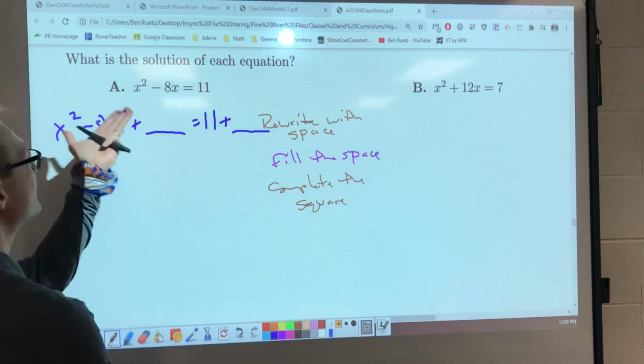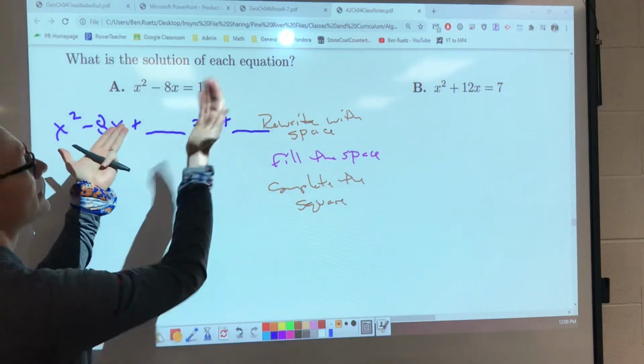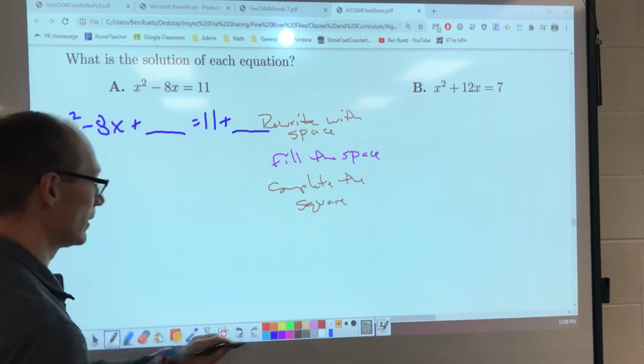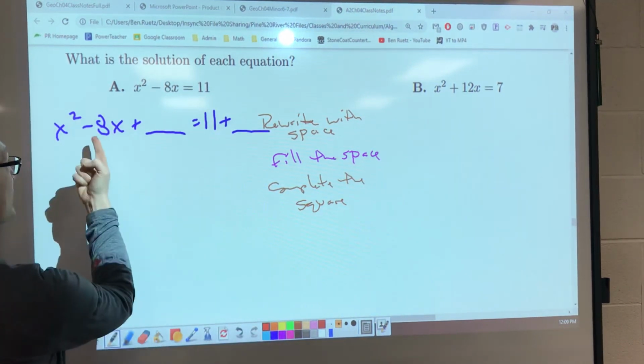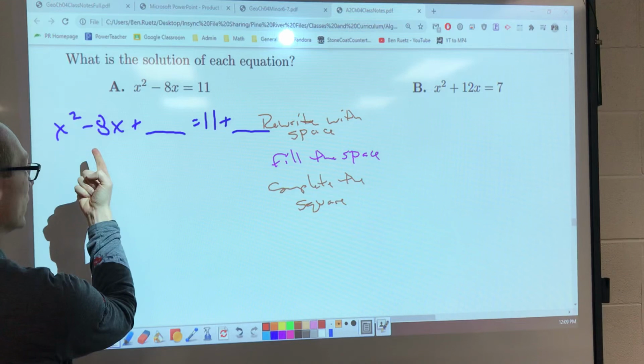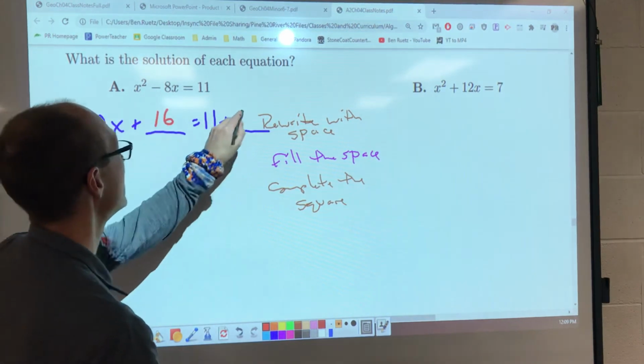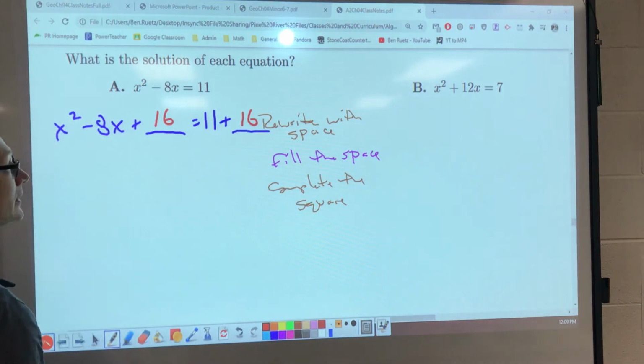x squared minus 8x plus some space equals 11 plus some space. So I'm going to add something to here and then keep it balanced by adding something to the other side. What am I going to add right here? Well, whatever completes the square. What's half of negative 8? Negative 4. Squared, that's 16. So I'm going to add a 16 here and a 16 to the other side.